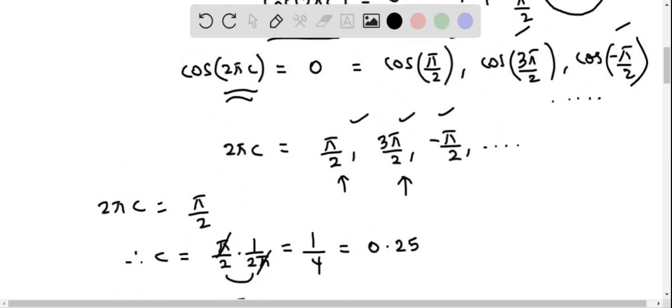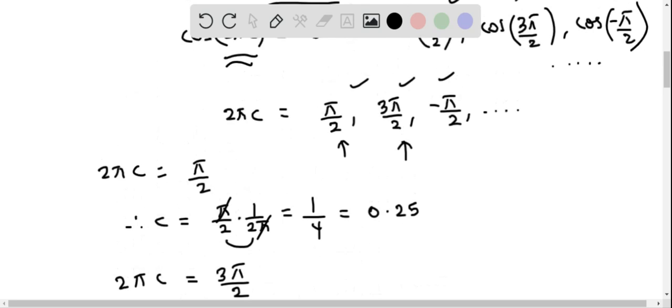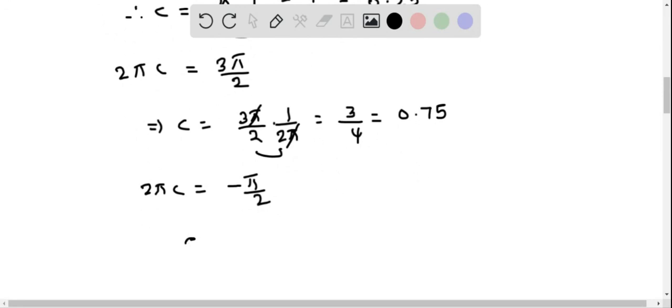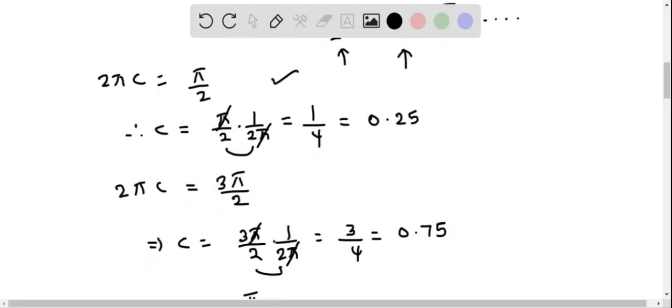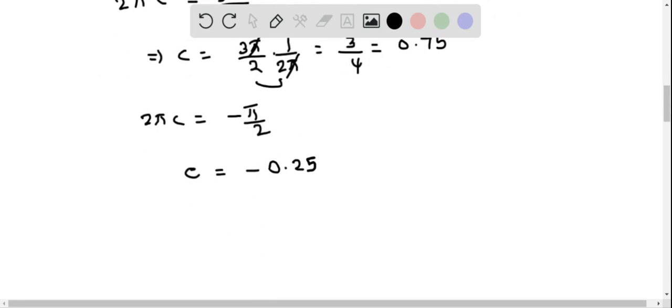Let's consider the other value, negative pi by 2. When 2 pi c equals negative pi by 2, we are going to get the negative of the value we found for pi by 2. That is, c equals negative 0.25. So we observe that there are about three values, that is negative 0.25, 0.